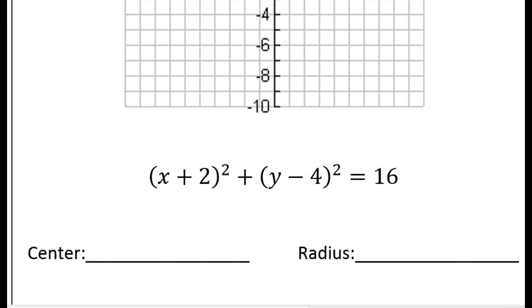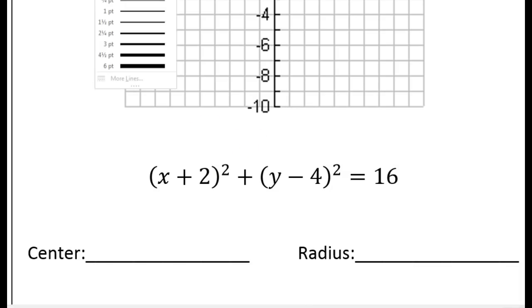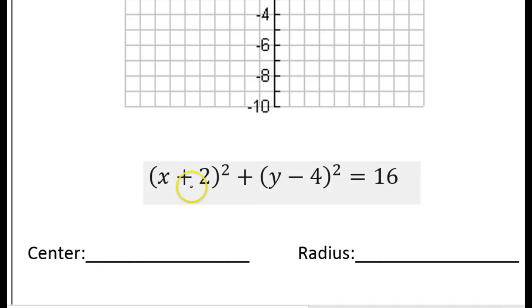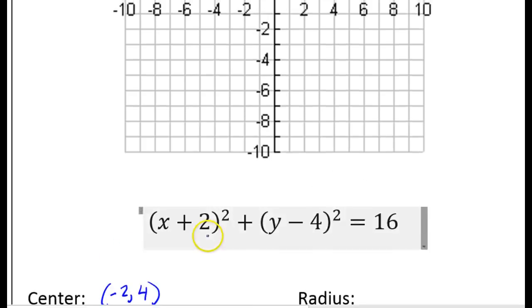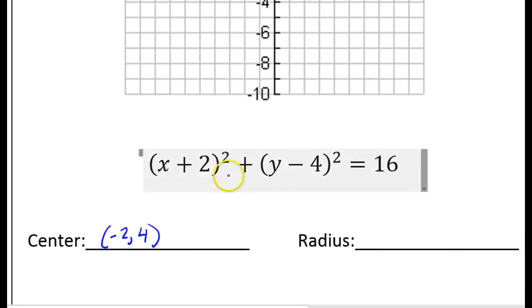This is clearly a circle, and when you're looking at the standard form equation of a circle, the center is going to be the opposite of these two. So this is going to be -2, +4. Let's go ahead and graph that. -2, +4. Here's the center of the circle.